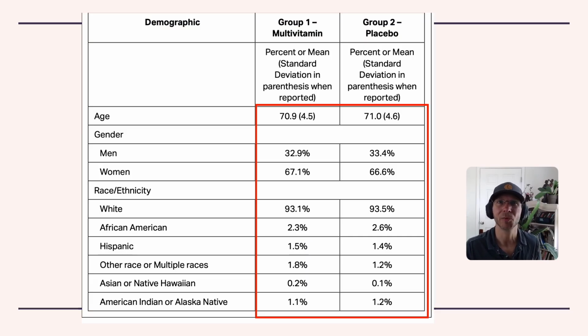Look at their age. In group 1 and group 2, almost identical means of age. Two-thirds of the group were women, one-third of the group was men. Not so bad. Race: white. Lots of white. Majority white. Few African American, handful Hispanic, other races, American Indian or Alaskan Native.